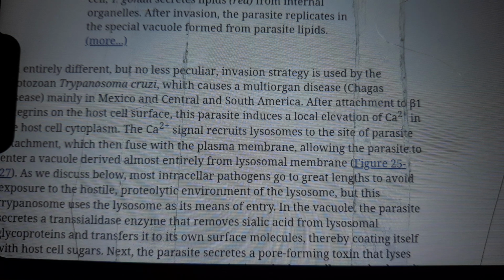The life cycle of the intracellular parasite Toxoplasma gondii. After attachment to a host cell, T. gondii secretes lipids, red, from internal organelles. After invasion, the parasite replicates in the special vacuole formed from parasite lipids.